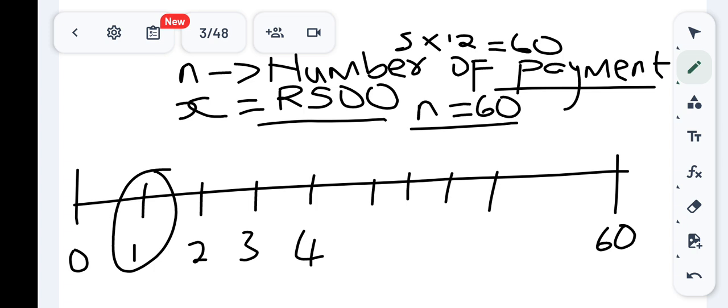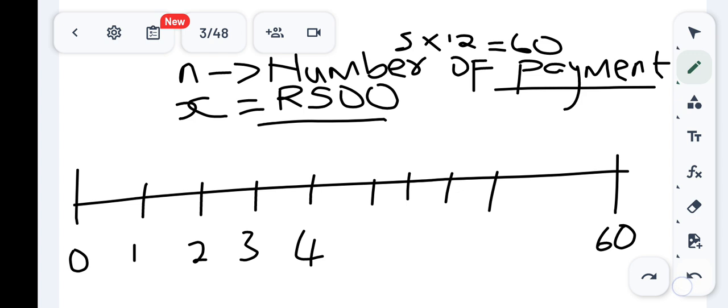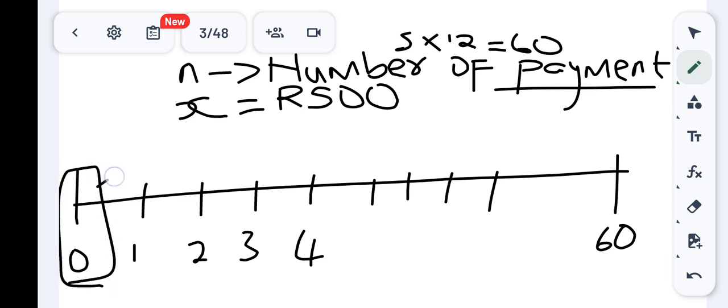But what if I now start to deposit 500 immediately into my savings account? Immediately, in this case, if I start to deposit immediately, then this means that I will start at T0. This is an immediate payment.